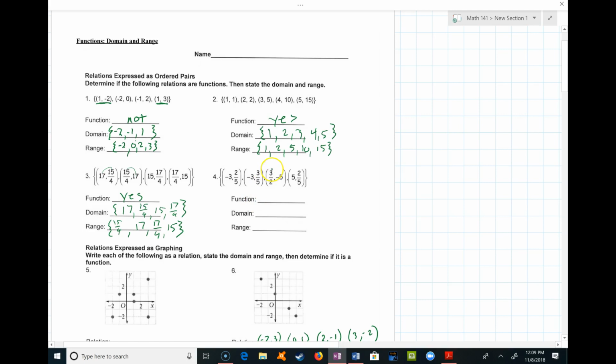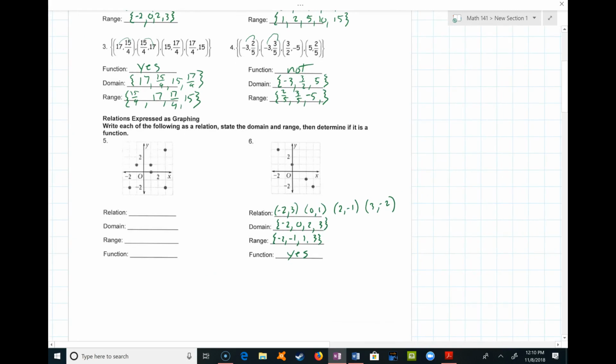Okay, here we go. This is not going to be a function because notice -3 is attached to 2/5 and -3 is attached to 3/5. That makes it not a function. I still can talk about the domain of this thing. The domain would be -3, 3/2, and 5. And the range would be 2/5, 3/5, -5, and I don't write 2/5 again.